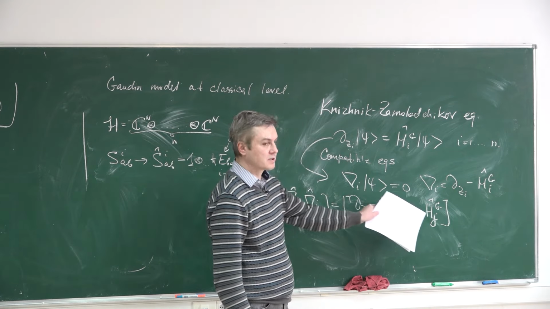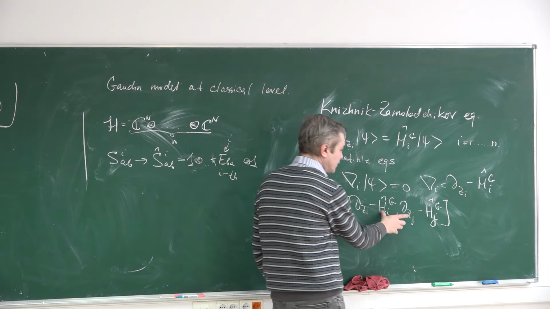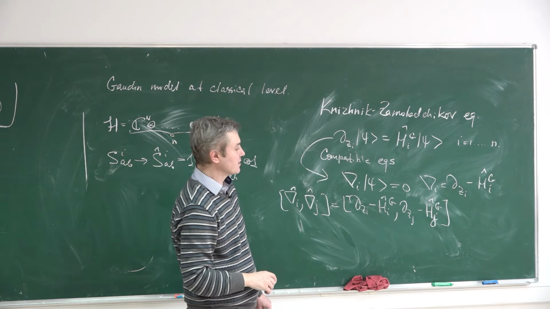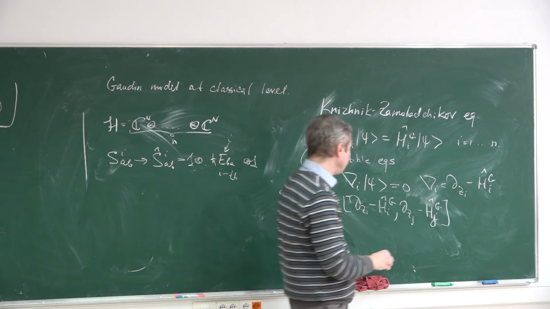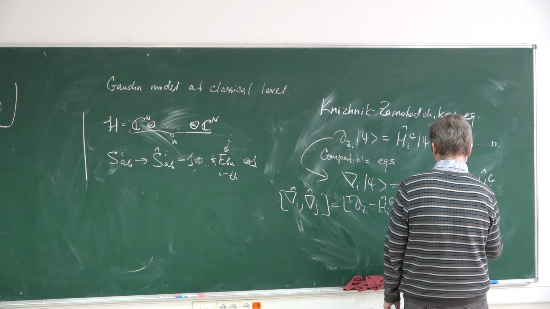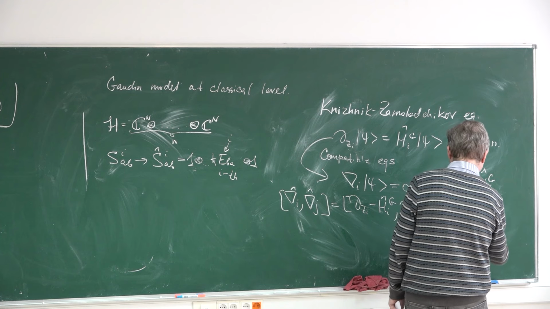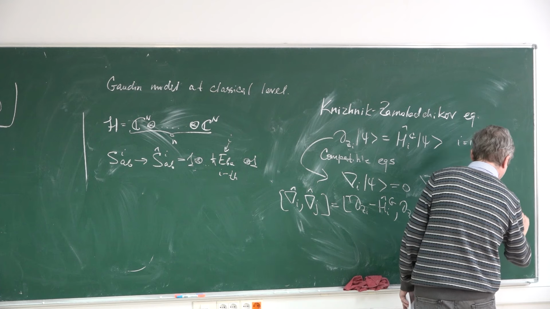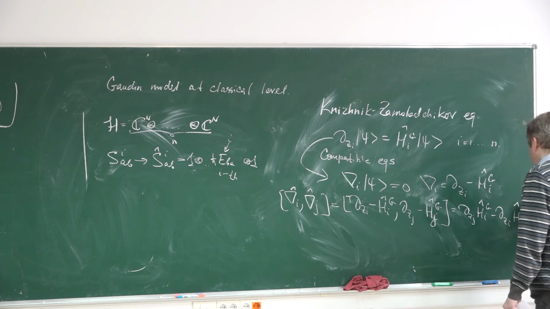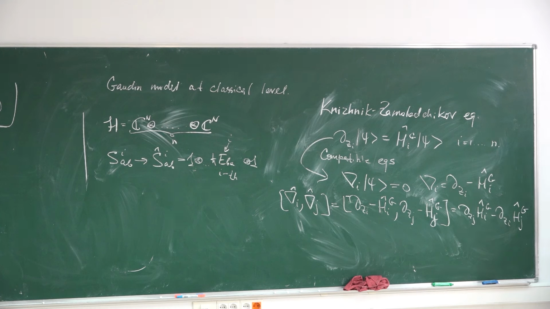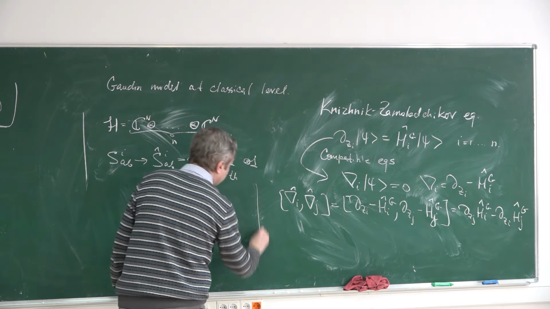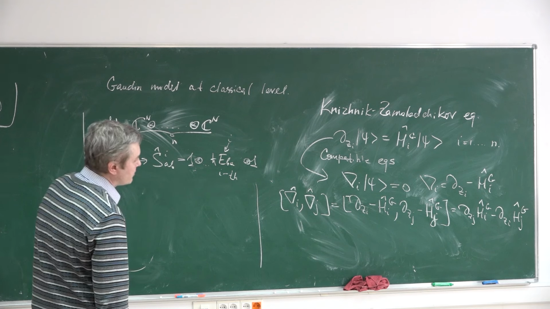The Gaudin Hamiltonians commute with each other. So the commutator of two of these expressions is cancelled out. And what we have here is just dz_j H_i minus dz_i H_j. So is this equal to zero? In fact, it is, for the following reason.